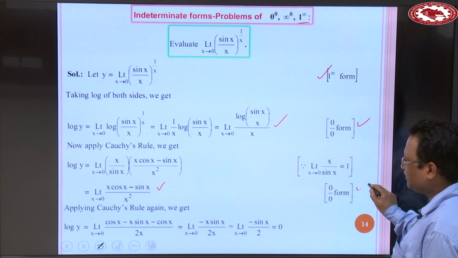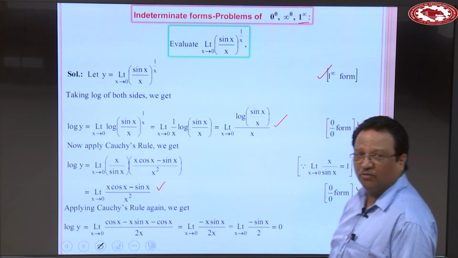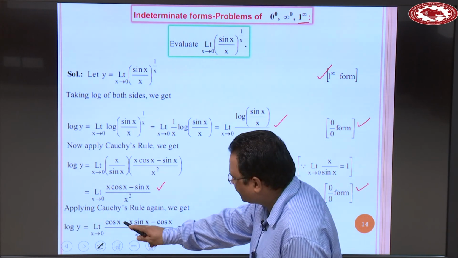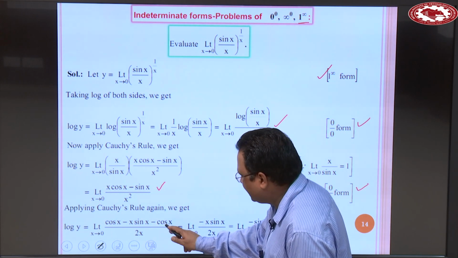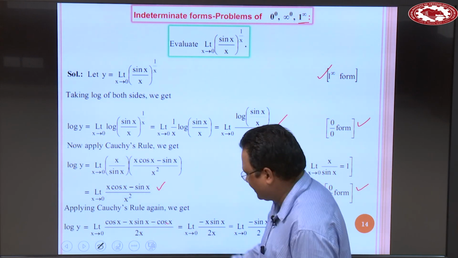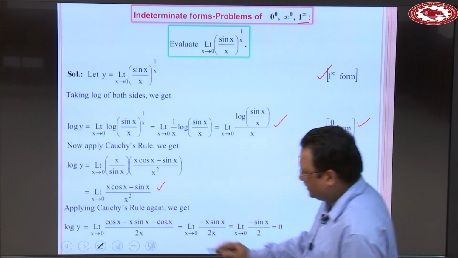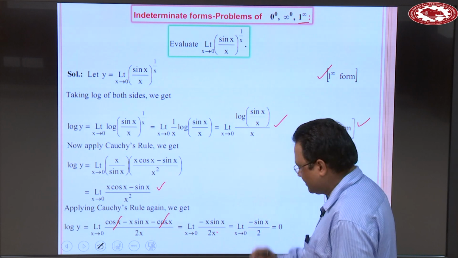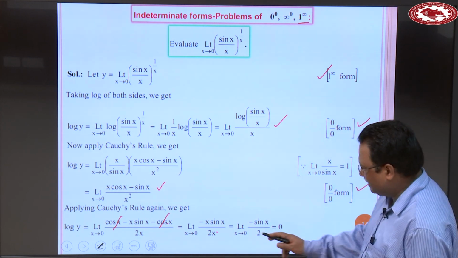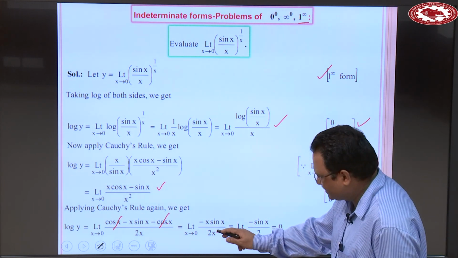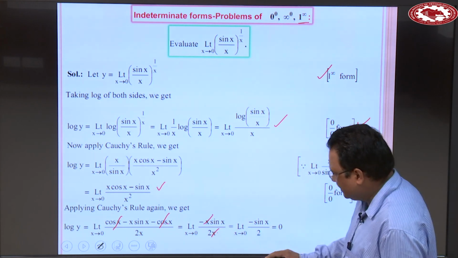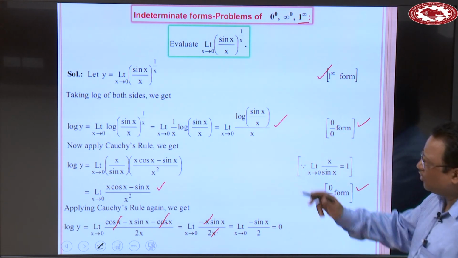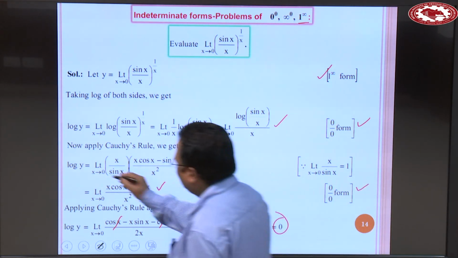Again this one is a 0/0 form, then apply Cauchy's rule again. So when we apply Cauchy's rule, we get limit x tend to 0 (cos x minus x sin x minus cos x) divided by 2x, and this term and this term cancel, so we get minus x sin x / 2x, and this x and this x cancel, so we get minus sin x / 2. So when x tend to 0, we get 0. So log y is equal to 0.